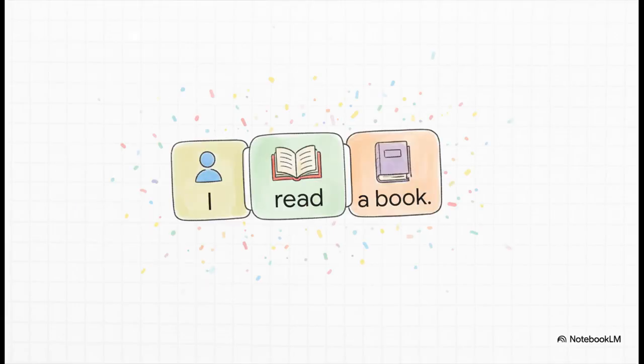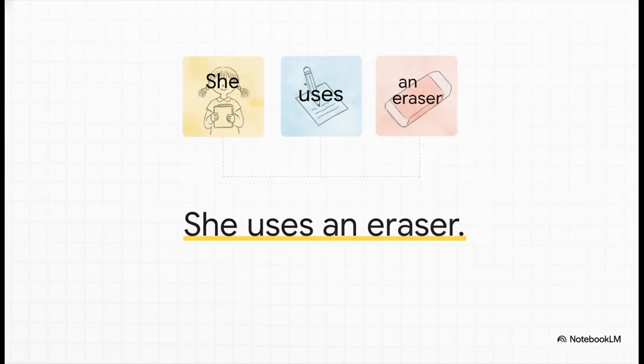And boom, just like that, a complete sentence. Look at the pieces. You've got a person, I, you've got an action, read, and you've got an object, a book. Simple, clear, and complete. That's our very first creation. Let's do another one. She uses an eraser.